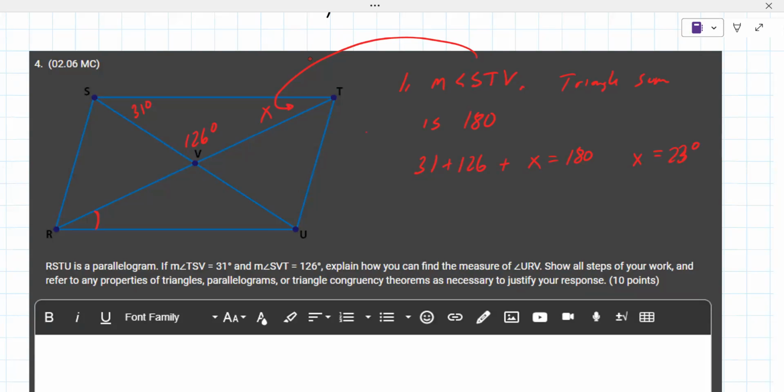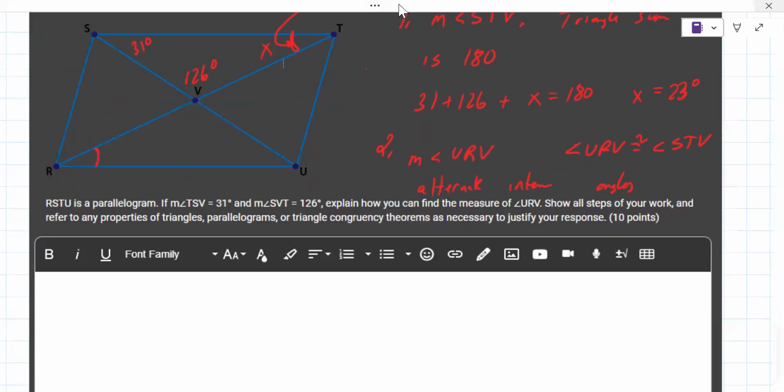Does that make sense? Great. So the next thing you could add here is that to find the measure of angle URV, you have to say that angle URV is congruent to angle STV, the one we just found. And the reason is alternate interior angles, because this one up here, top left, is alternate interior.